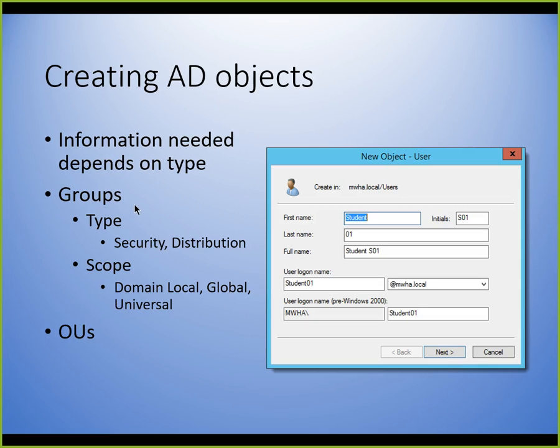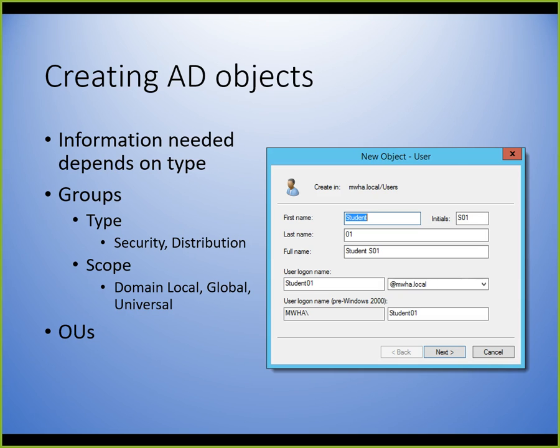Creating the Active Directory objects, we did that. We created a group, security group, distribution group. The scope here says domain, local, global, or universal. This is a Windows concept. A domain local group is one that gets the local groups.